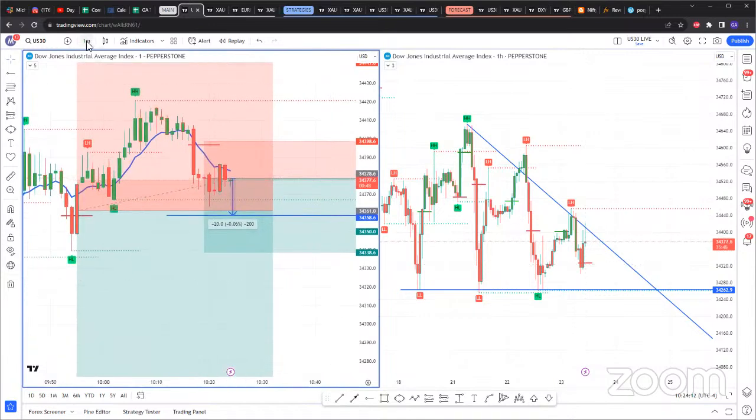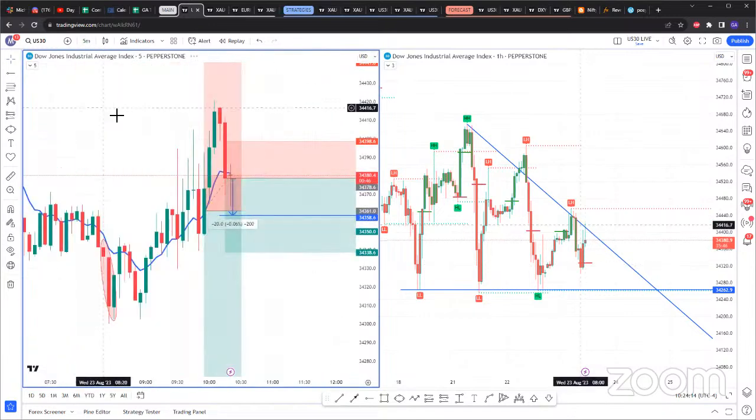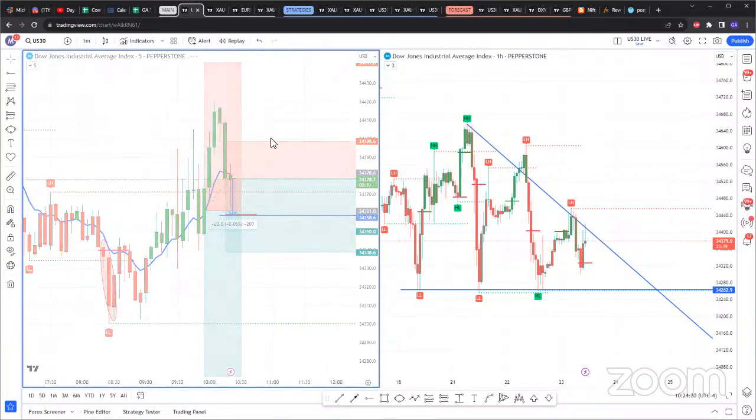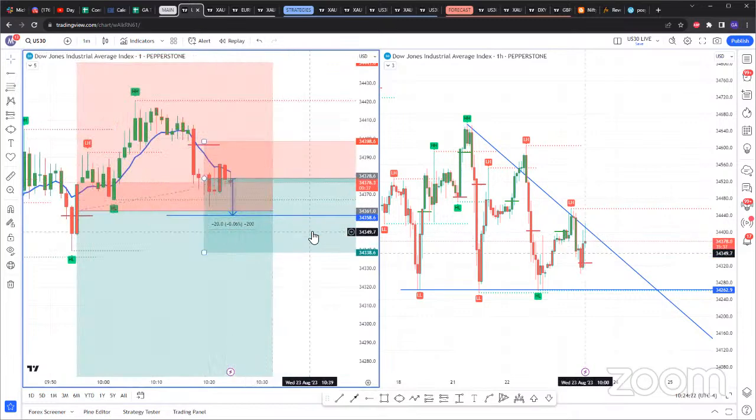Yeah, so let's see what's happening on the 5. So on the 5, it set it all the way down here, so nothing yet. So we'll see if that validates anything.